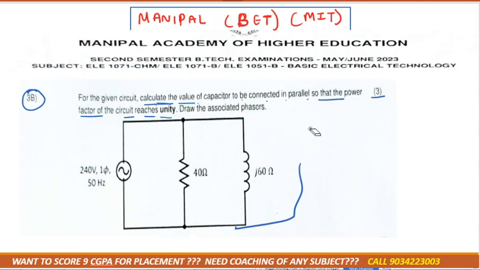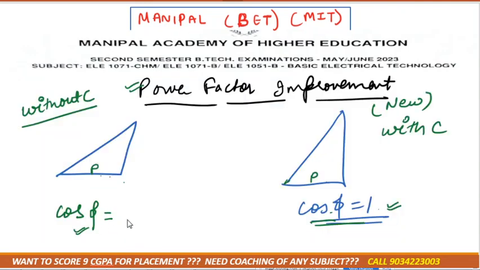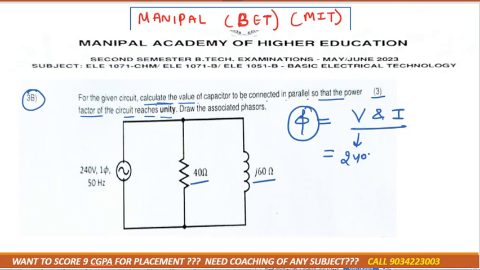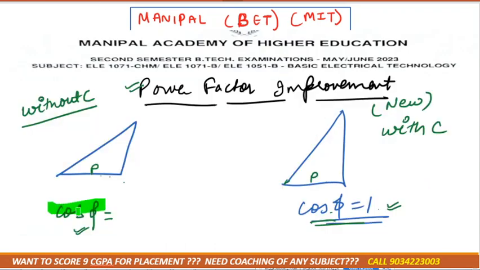Now our main aim is to calculate the power factor, or phi, without the capacitor. So this was the diagram without the capacitor. We need to calculate the phase angle. Whenever circuits are connected in parallel, how can we get the phase angle? By the angle of voltage and current. The voltage angle they have given as 240, with no angle mentioned. The current angle we don't know, but we can calculate it. The angle between voltage and current would be the phi that we want to calculate for the power factor.